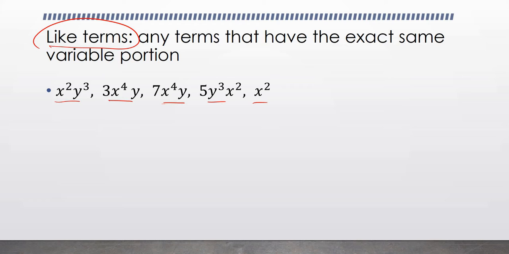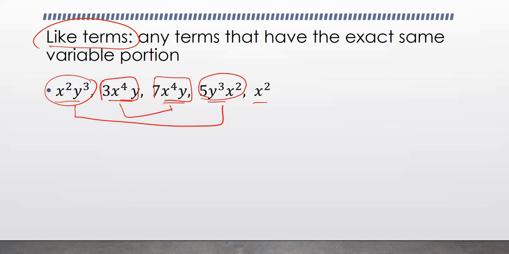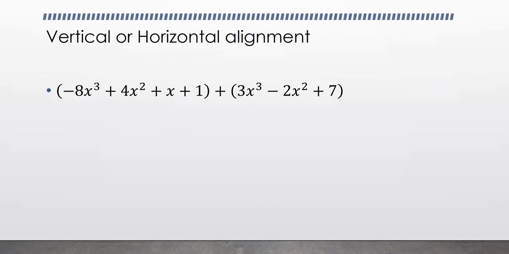the same variable portion. So x squared and y cubed, there is another one down here. They're in the opposite order, but they still have the same variable pieces. X to the fourth and y would pair with this one, and x squared does not have a like term to go with it. So when I'm looking for adding and subtracting, I need to look for terms that have the like variable portions, and those are the ones I can add and subtract. Notice that the coefficient doesn't make any difference, just the variables.